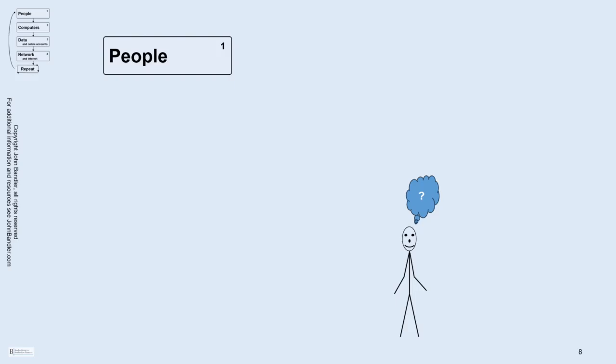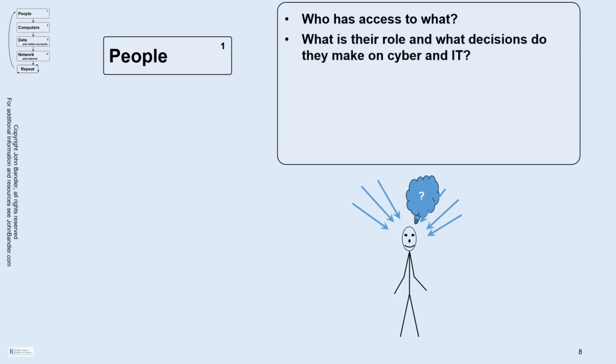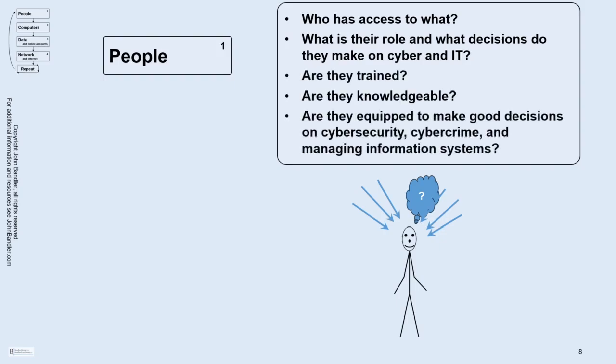So we're thinking about their knowledge and awareness. We're thinking about all these attacks and decisions they have to make. And we're thinking about what access they have. So with people, we're thinking who has access to what? What is their role? What decisions do they make on cyber and IT? Are they trained? Are they knowledgeable? And are they equipped to make good decisions in all these areas?